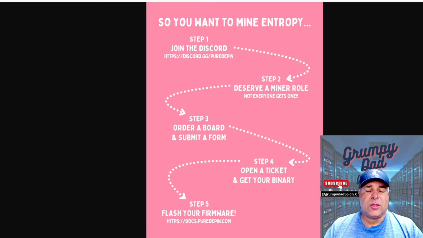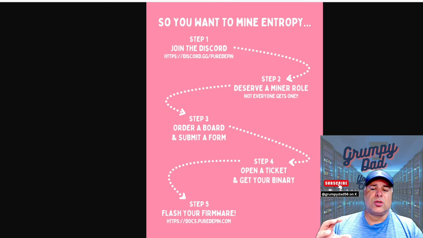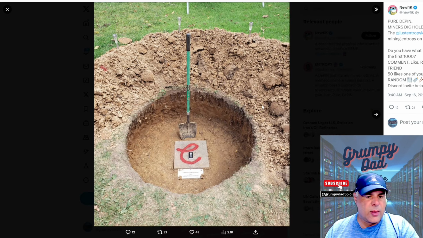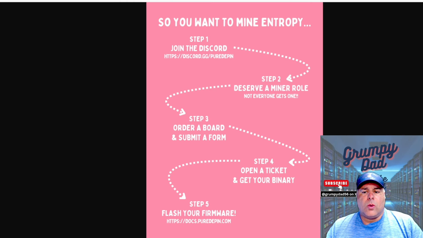The more extravagant the hole, the quicker and easier it is for them to approve you. Make sure you put your Discord name as a picture inside the hole. You can see how this one is: a nice fancy, perfect hole, showing the fresh dirt around it. It's got an E for Entropy with the miner on the inside, and their name on the bottom. It doesn't have to be this extravagant, but I guarantee this person probably got picked very quickly for a miner role. Once you get a miner role in the Discord, you then look on the bottom of the Discord.